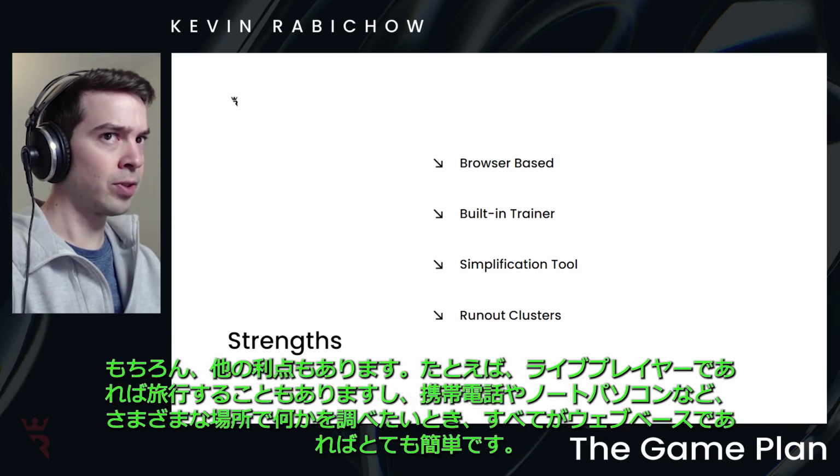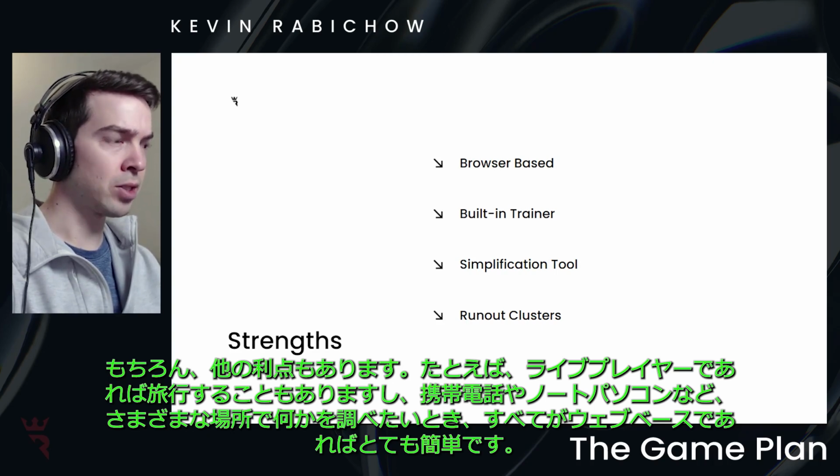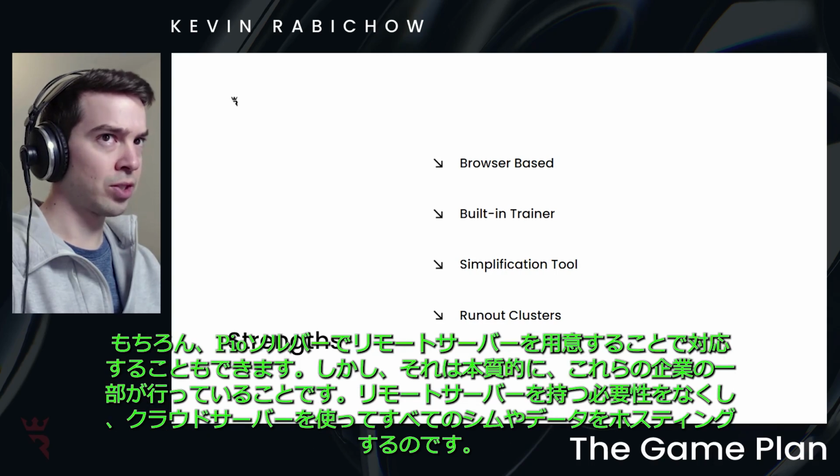And of course, there are the other advantages: if you're someone who travels, if you're a live player and you want to be able to look up something on your phone or on your laptop or in a variety of locations, it's a lot easier for everything to be web-based. Of course, you could address this using PioSolver by having a remote server, but that's essentially what some of these companies have done for you, by removing the need to have your own remote server and just using their cloud servers to host all the sims or all the data.